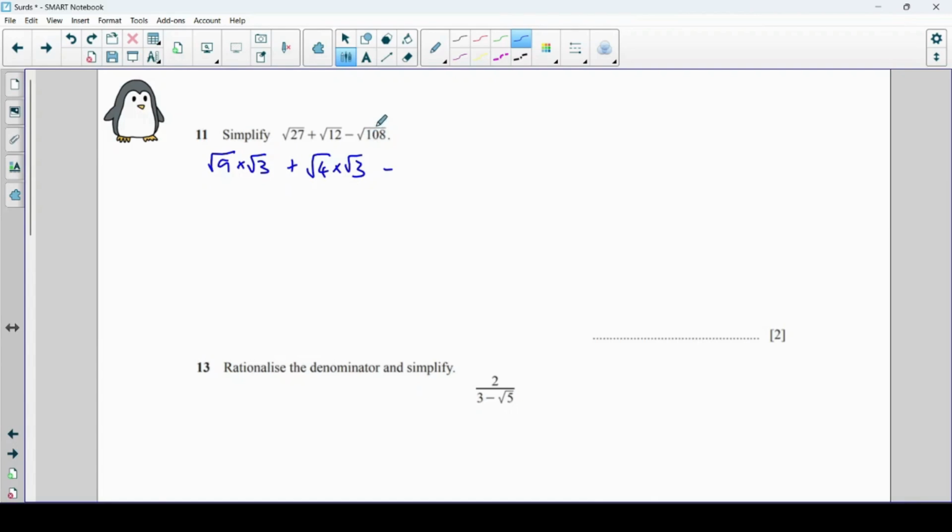So all I'm thinking now is let's divide 108 by 3, and what do we get? What is that, 36? Yeah, 3 36's make 108, so that's going to be root 36 times root 3. Root 9 is 3, so this first one is 3 root 3, plus root 4 is 2, so 2 root 3, and root 36 is 6, so minus 6 root 3. 3 root 3 plus 2 root 3 is 5 root 3. Subtract 6 root 3 gives me minus 1 root 3, or just minus root 3.